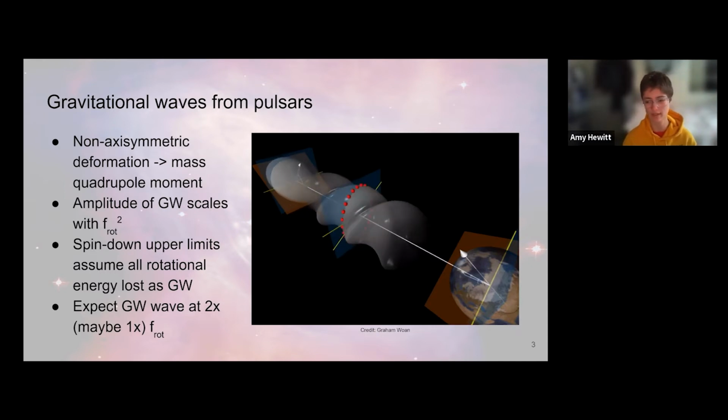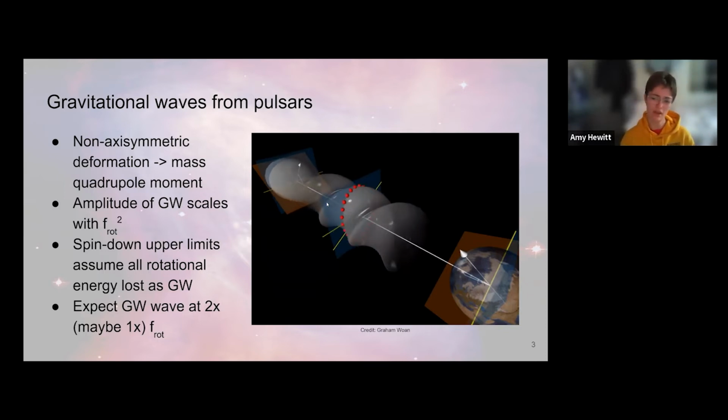You can also predict the frequency of the gravitational wave. As the pulsar is just constantly rotating, it will be like a constant signal rather than like the chirp of a coalescence. And we expect the frequency of this continuous wave to be twice the rotation frequency of the pulsar. You can see why in this diagram: as this pulsar is rotating, you've got this oscillating at twice that speed or that frequency.